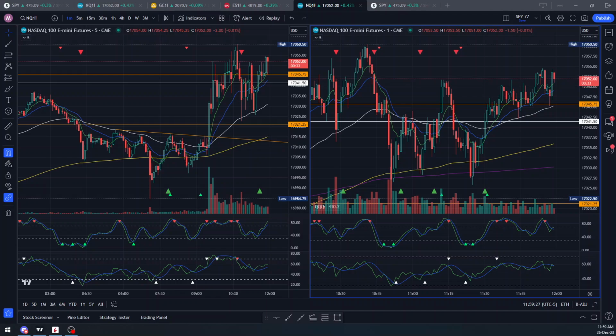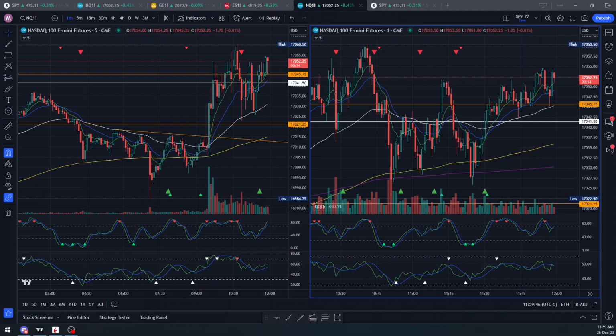My target was to leave one contract at 54 to 55, and then get the other one at the high of the day. But it looks like that's a stop that's filled. Let's see if we can get in again. Of course, we should be able to.